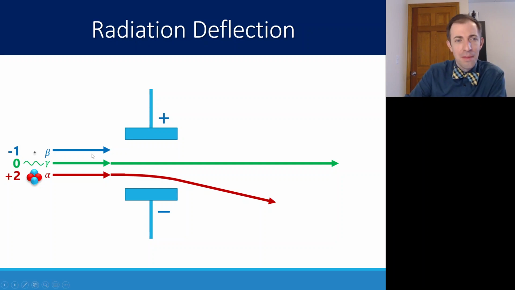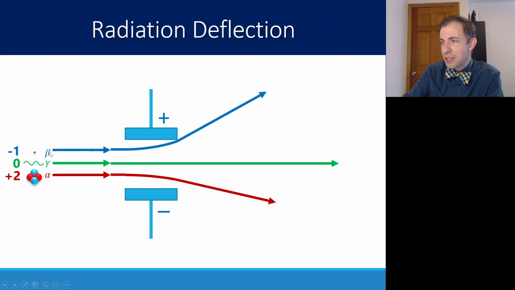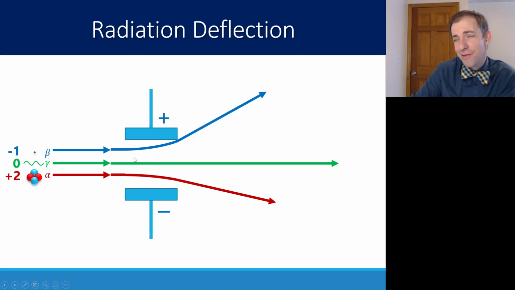Same thing here with a beta particle. If it's a negatively charged beta particle, it is attracted to the positive, repelled from the negative, and since it is less massive, more deflection.